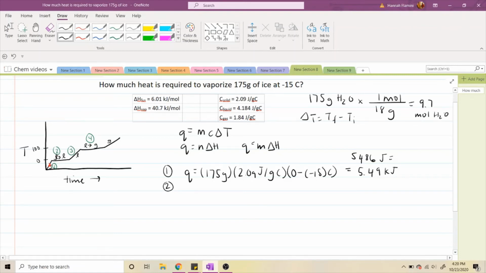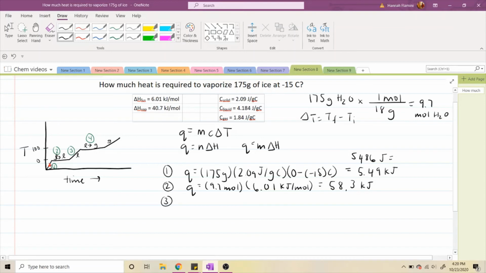So we are going to plug that in: Q equals 9.7 times delta H of fusion, which fusion is the same word as melting, and this is in kilojoules per mole. When you multiply that, you get 58.3 kilojoules. This one is already given in kilojoules, so we don't have to convert our answer.